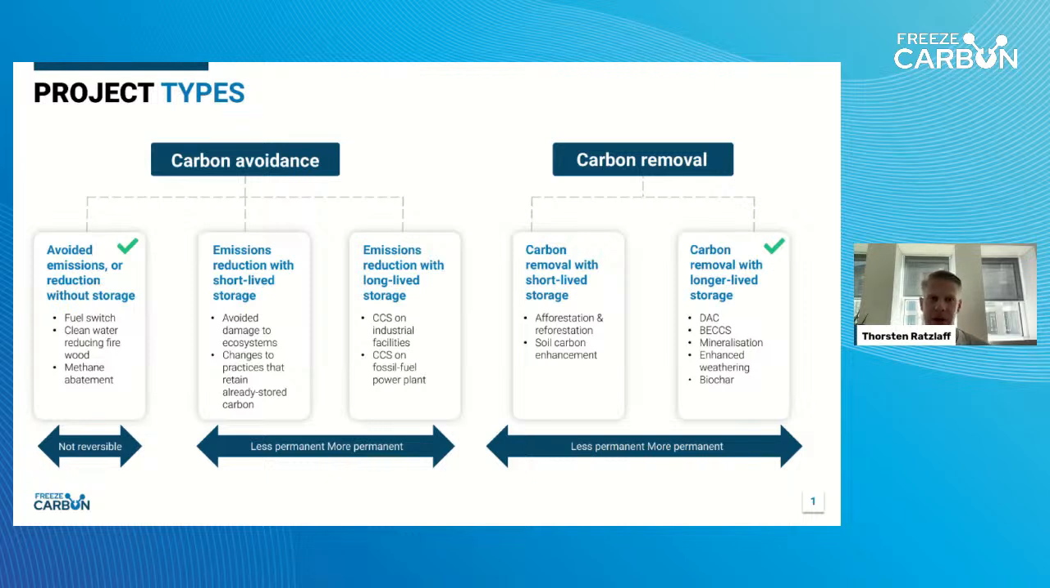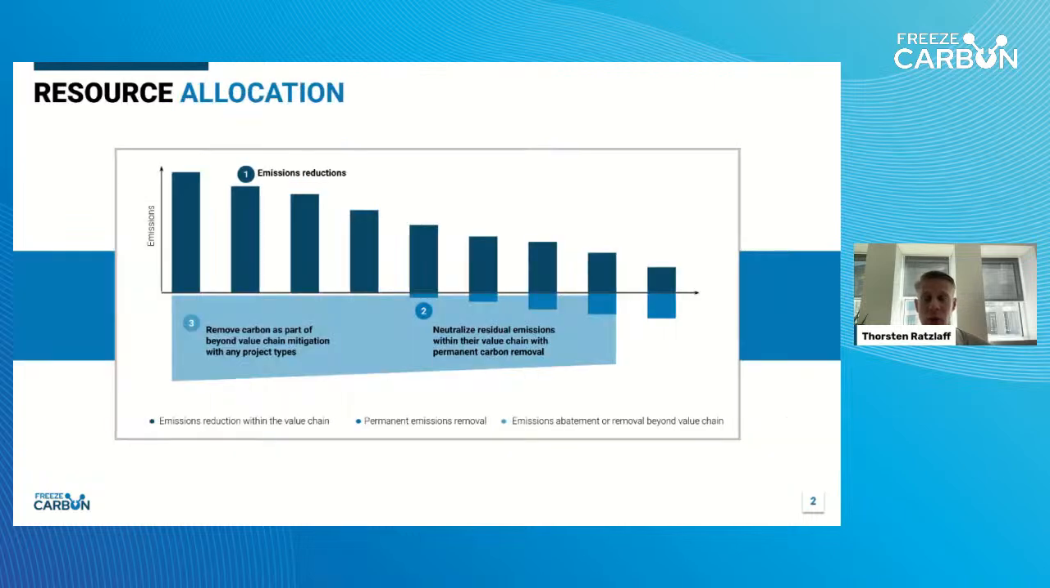Another topic we want to address today is this: I understand there are different projects, and I understand they cost very different amounts per ton of CO2 removed or avoided. So which one should I pick? And when should I go about this? And this is a graph you've probably seen in lots of different colors and forms and shapes.